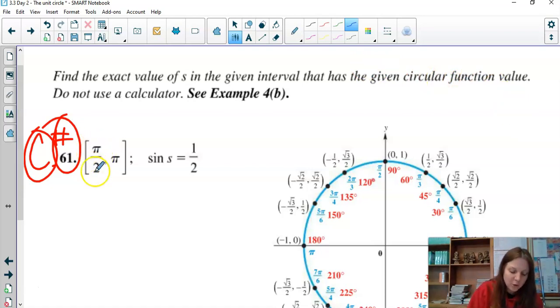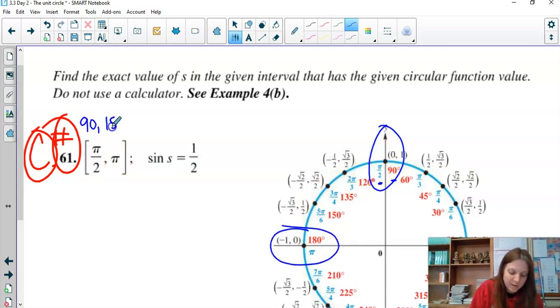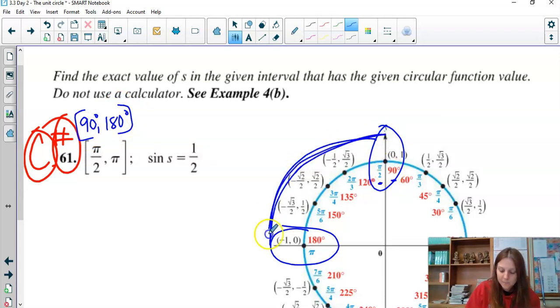Okay, this says to look between pi over 2 and pi. What is that? Oh my goodness. So if you look for pi over 2, you will see that pi over 2 is actually 90 degrees. Then it says to go up to pi. What's pi? Well, let's find it. Pi is 180 degrees. Oh, that should sound familiar. We've been working with that. Okay, so these directions are telling you to look at the circle between 90 and 180. And you're looking for an angle that has the sine of 1/2. Okay, so we're looking for some angle that has a sine of 1/2.